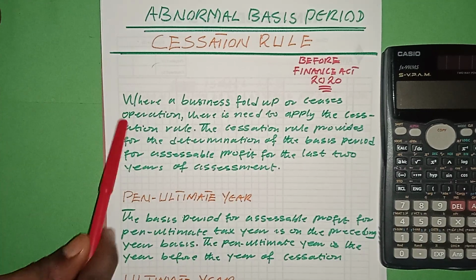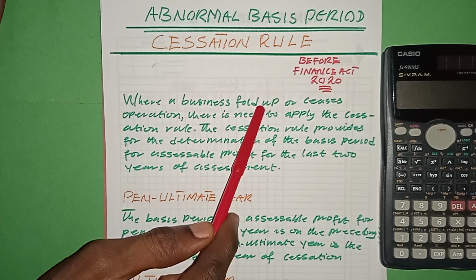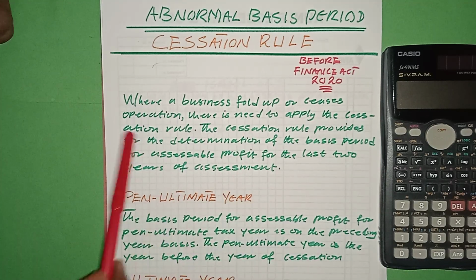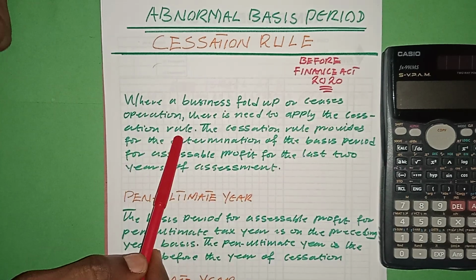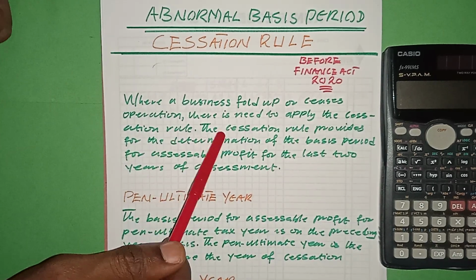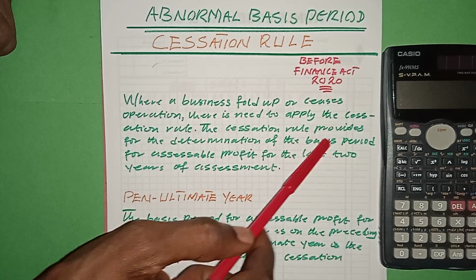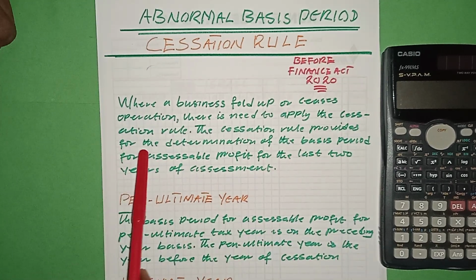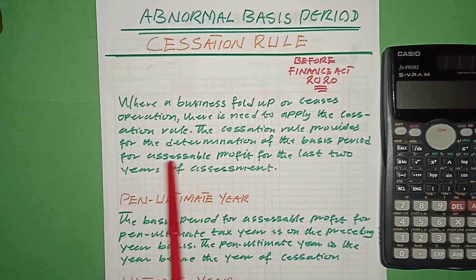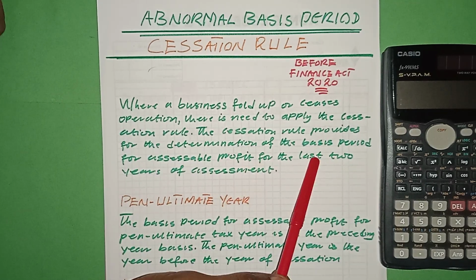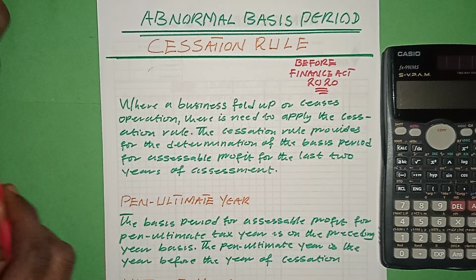So let's go. Where a business folds up or ceases operation, there is need to apply the cessation rule. The cessation rule provides for the determination of the basis period for assessable profit for the last 2 years of assessment. Last 2 years of assessment.